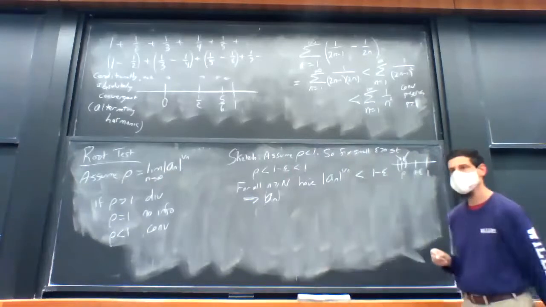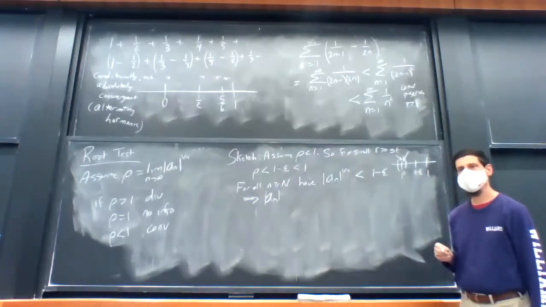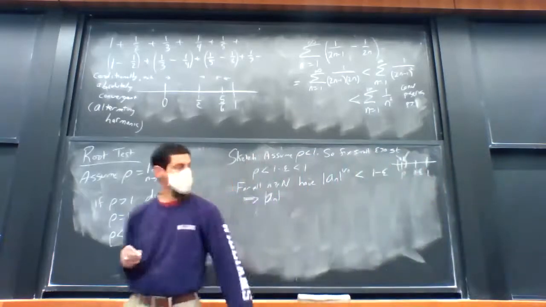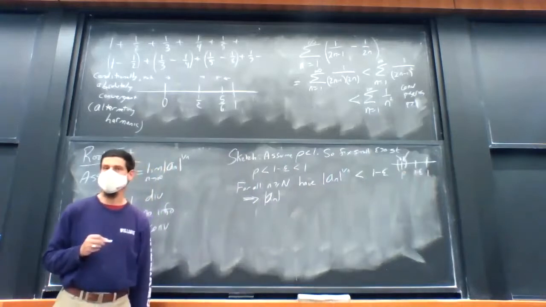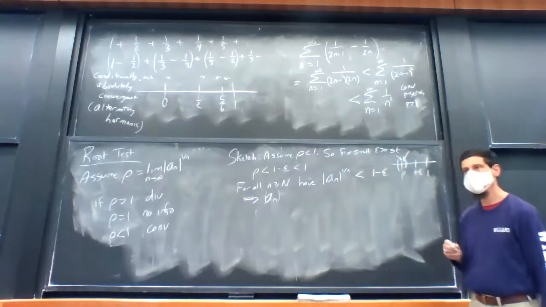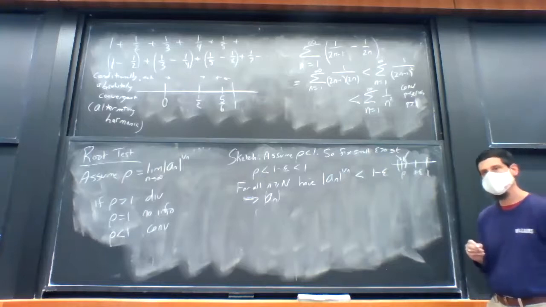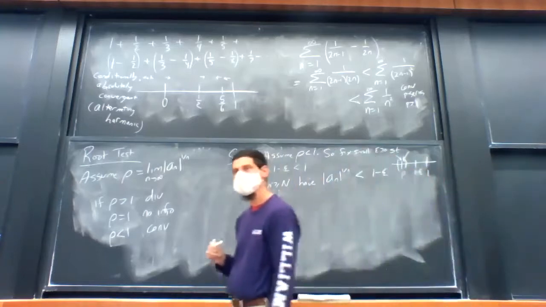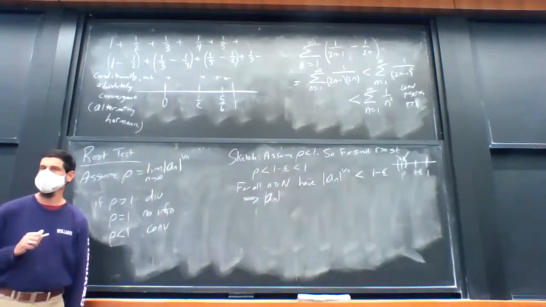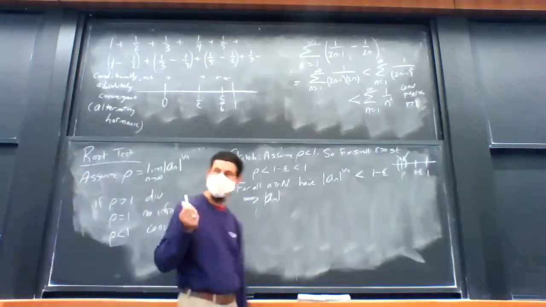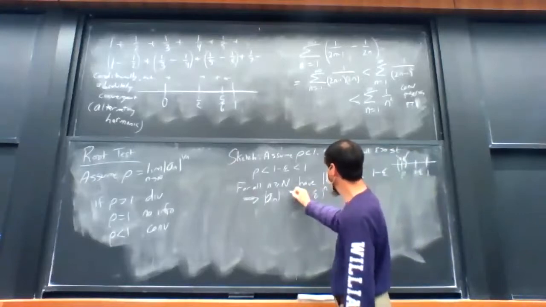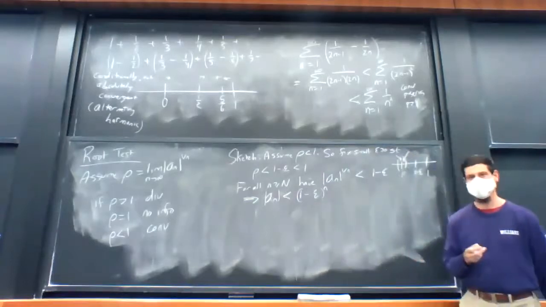Absolute value of a_n. So if a_n to the 1 over n is less than 1 minus epsilon, what can you tell me about a_n? So how would you do the algebra? How could you express a_n? Well, 1 minus epsilon to what power? The n power. Okay. So a_n is just less than 1 minus epsilon to the n.